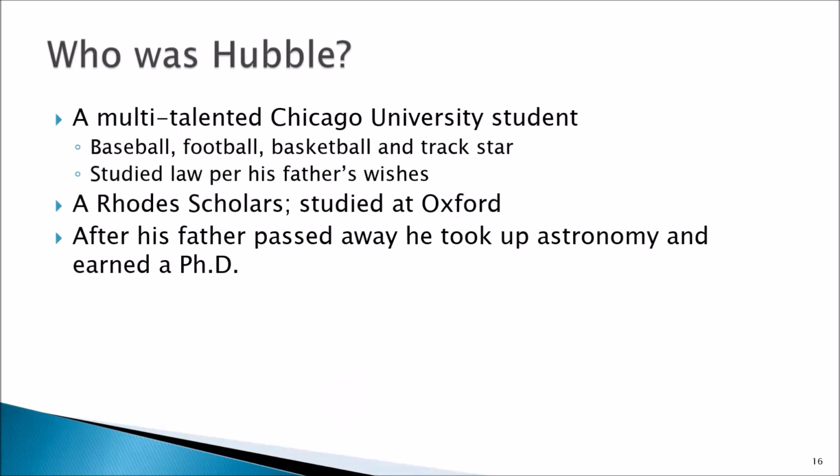So who was Edwin Hubble? He was a University of Chicago student who excelled in all the sports, but he studied law per his father's wishes. He went on to become a Rhodes Scholar and studied at Oxford. And then after his father passed away, he took up his first love, which was astronomy, and earned a PhD in astronomy.